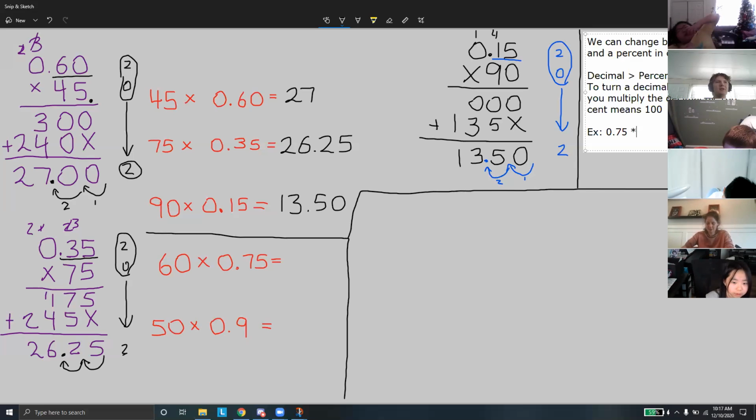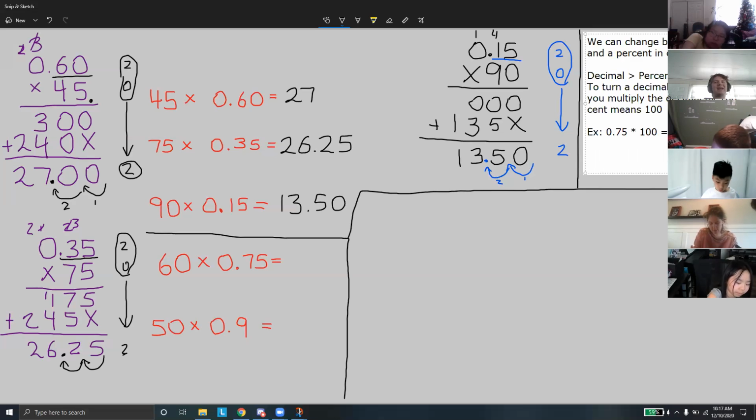No more, students. 0.75 times 100. Remember, cent means 100, right? There's 100 cents in a dollar. So 0.75 times 100 is equal to 75%.